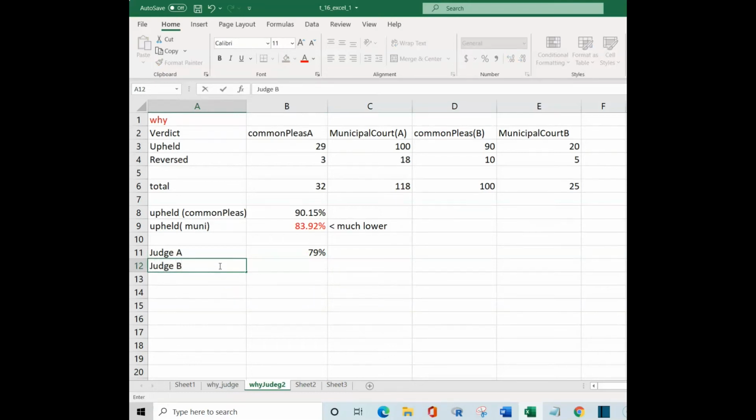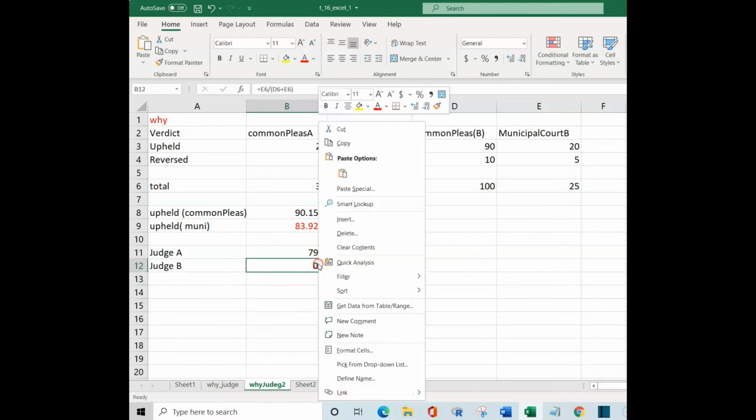So let's look at Judge B. Same argument. Okay, equals B 25. I should use parentheses. Let's do it again. So this is 25 divided by 100 plus 25. So it's only 20%.